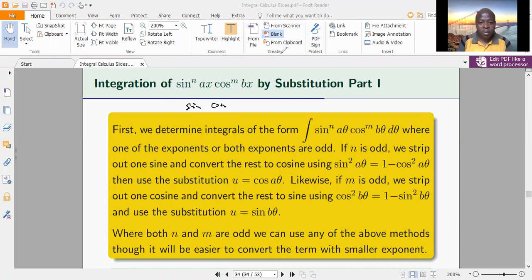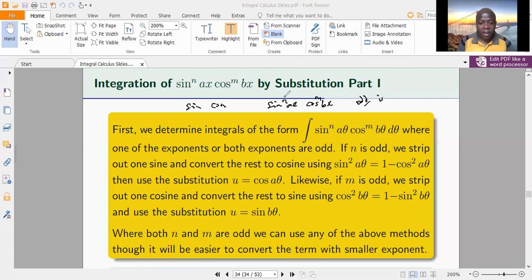In this lesson we'll be integrating the product of sine ax raised to n and cos bx raised to m. We'll be very much interested in the exponents here, because in today's lesson we're looking at both exponents being odd, or if one of the exponents is odd. So we'll be looking at such products.